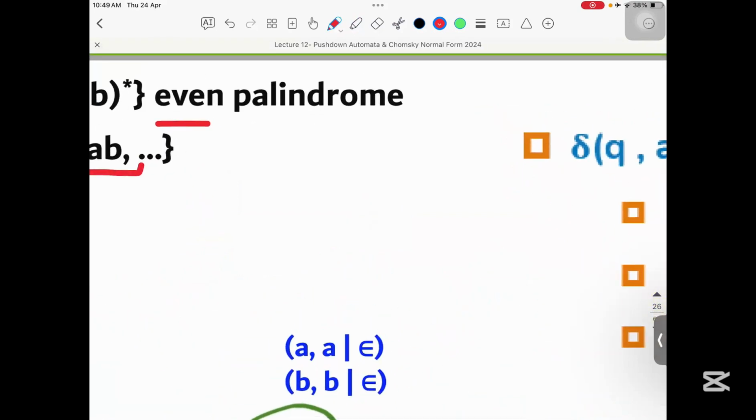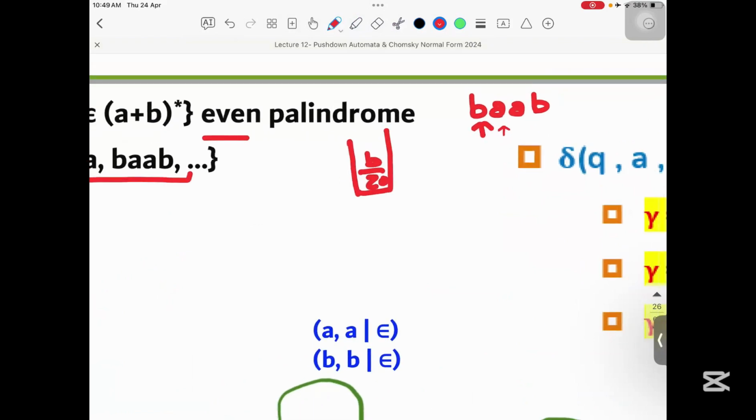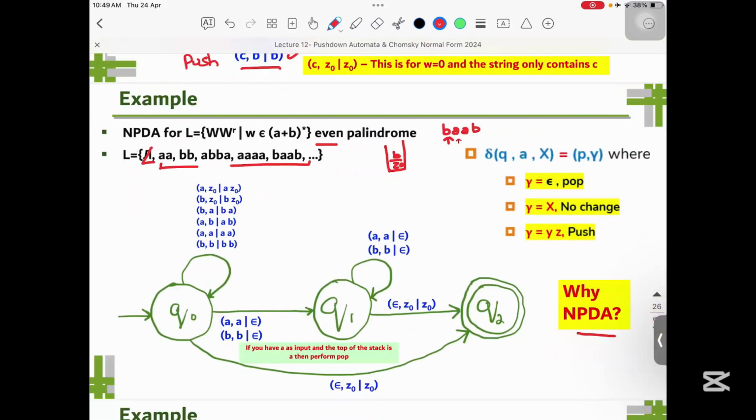For example, if the string is B A A B, for sure for the first one it will do a push. So here in Z0 it will do a push for B. Now the next element is A. If the top is B and the next element is A, you can see we only have one path for this: when the top is B and the input is A, just do a push. We have no other path for this, so it will do a push, only one possibility.